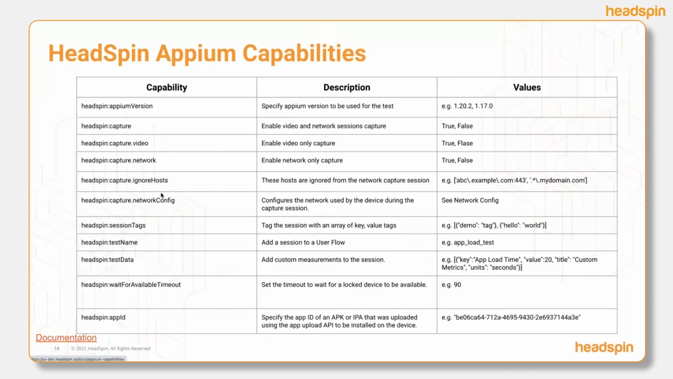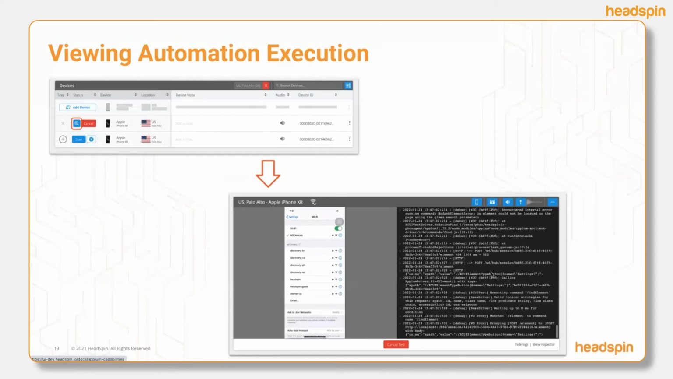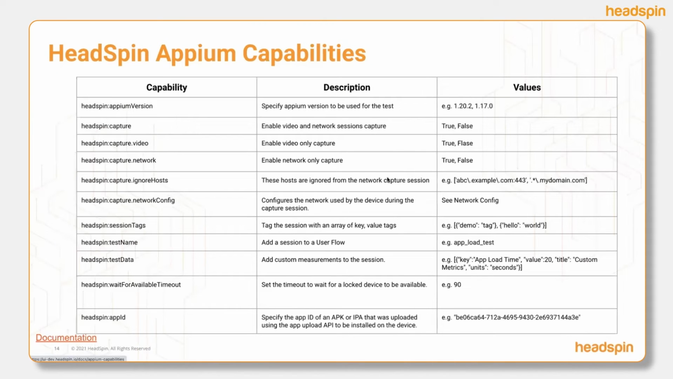I think one of the most important is the ability to specify the Appium version. We actually have the ability to run different versions of Appium on a single host. What you can do, and I can show this, is take this WebDriver URL and append /versions at the end, and that will return the versions that are currently installed on that host.